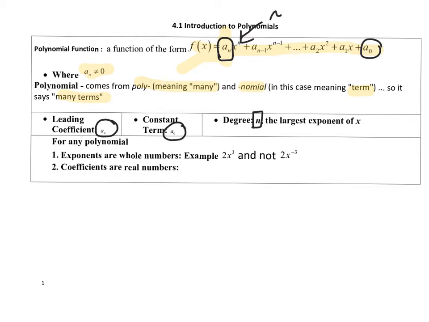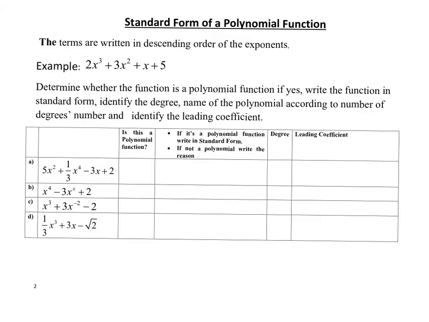And for any polynomial, exponents are whole numbers. So the exponents have to be whole numbers. They have to be positive. And you can see this one is negative. Coefficients are real numbers. So let's look at some examples here.